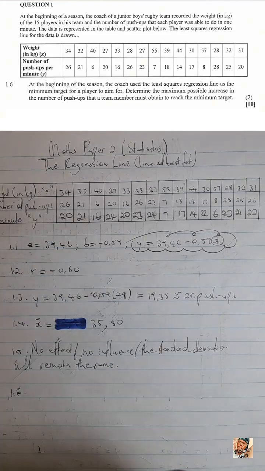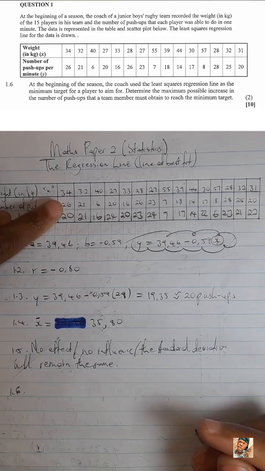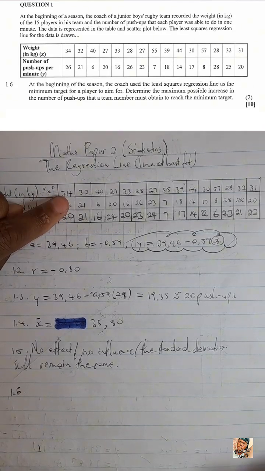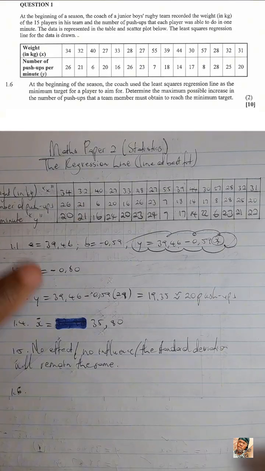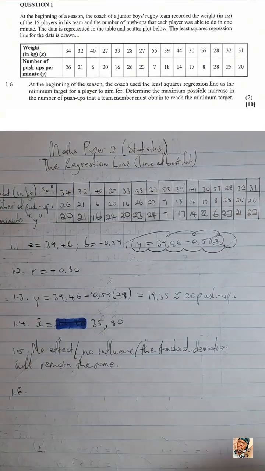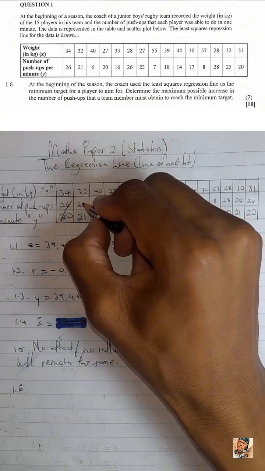For example, let us go into the first one. The first one did 26. He was expected to make 20. That means he already reached the minimum. This one made 21, and he was expected to make 21. So that means this one is right. So we're going to cancel the ones that are right. So this one has reached the minimum. This one has reached the minimum.